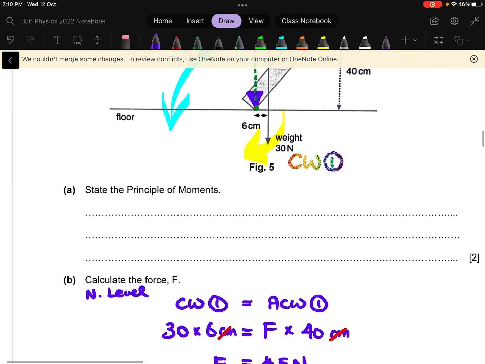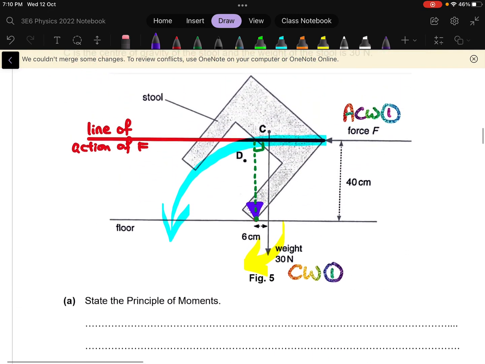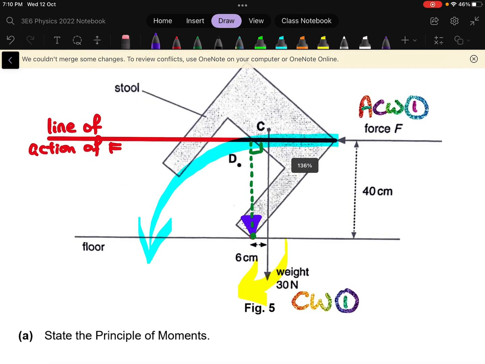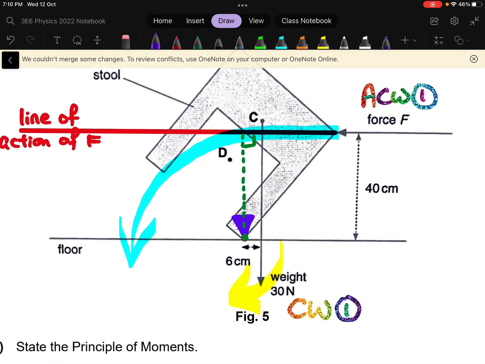So for question 5, if you are unable to calculate part B, please see your teacher immediately. Okay, in this video, I just want to highlight, if you are unable to solve this, most likely it is because you use the wrong length. So for example, if you want to find the turning effect caused by the force F, you have to first draw the line of action for force F, which is this highlighted line. And you can find the perpendicular distance from the pivot to the line of action, which is given by this. So it is actually 40 cm.